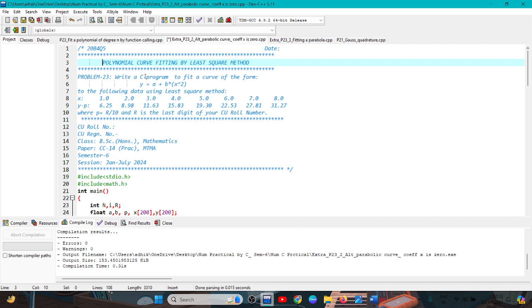Write a C program to fit a curve of the form y equal to a plus b x square to the following data using least square method, where p equal to r by 10 and r is the last digit of your serial number. Here is the data for x and y. This is y minus p, so y minus p equal to 6.25. So y equal to 6.25 plus p. Actually here 6.25 plus p, 8.98 plus p, and so on.